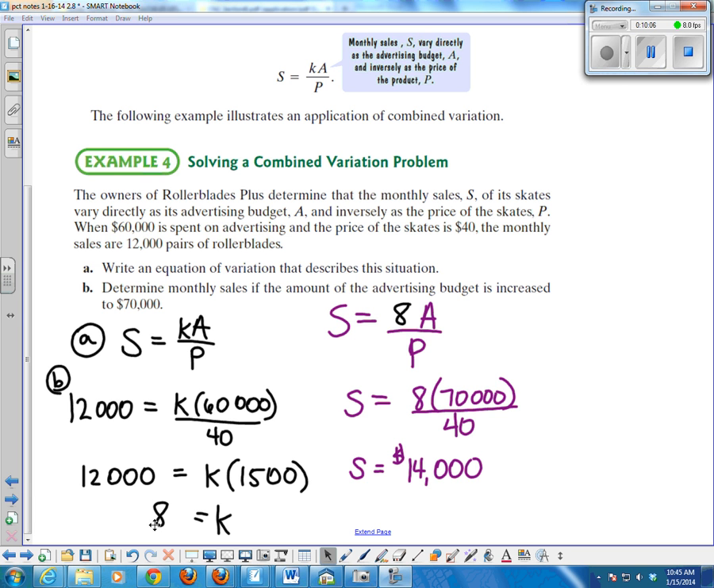Okay, so we take the constant of proportionality, plug that back into the original equation, which is right here. 8 is in for K. Then we want to use this to determine monthly sales now when A is 70,000. So I'm going to substitute in 70,000 for A here. The price of the product must remain the same because they haven't changed it, so that's still 40. And then you just multiply 8 times 70,000 divided by 40 and get $14,000.